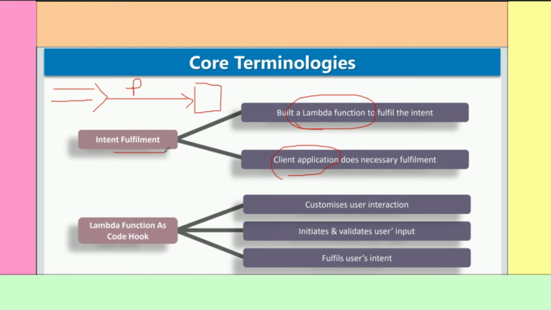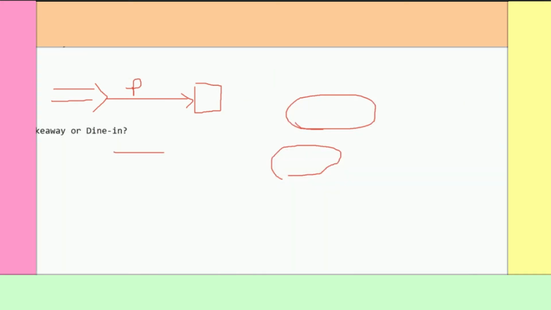And then we can define a Lambda function as a code hook, where we can customize user interaction. If you want to customize it even further, we can initiate and validate a user input. Why do we need to validate? For example, let's say we have asked a user, what would you like to order? And suppose they enter 7 p.m. Now, 7 p.m. is not on the menu for McDonald's, correct? So we have to make sure that the response is valid or invalid.